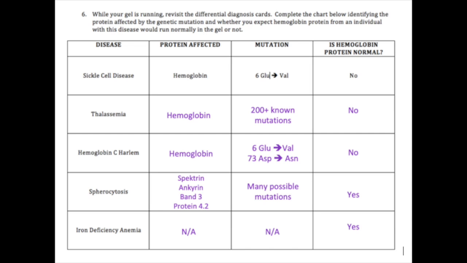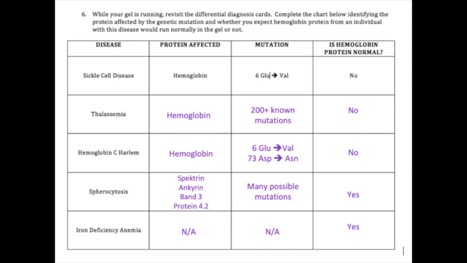All the information you needed to complete the table could be found in the cause section for each differential diagnosis card. Sickle cell disease has already been completed for you. As you can see, the hemoglobin protein is affected by this disease. It's caused by mutation to the 6th amino acid that turns a glutamic acid residue into a valine. The hemoglobin protein for individuals with sickle cell disease will not be normal.